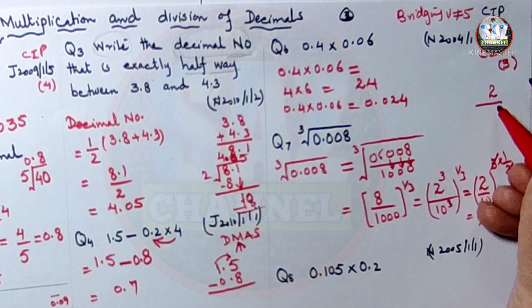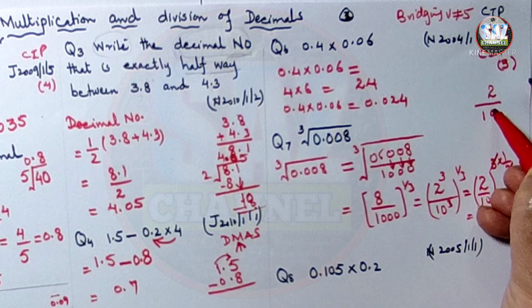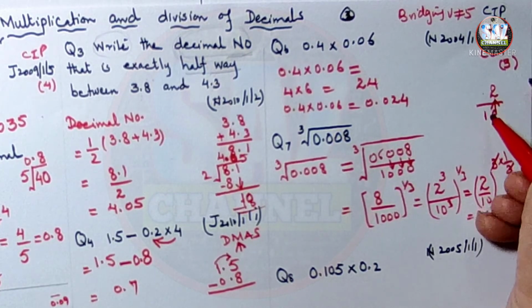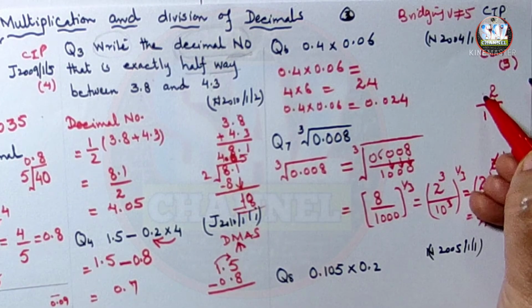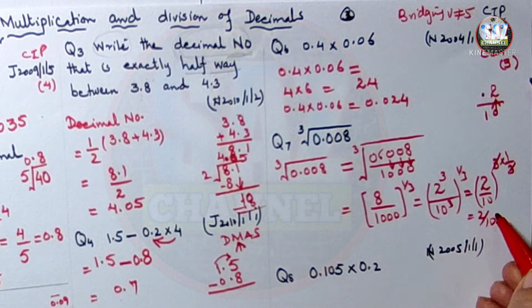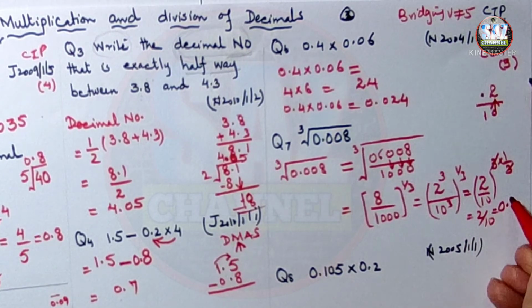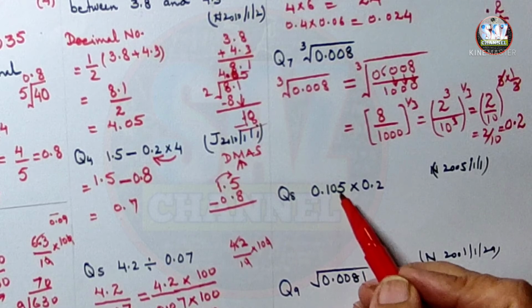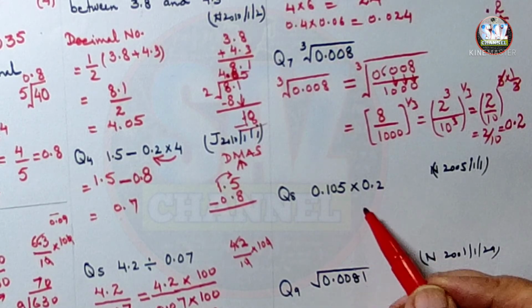2 by 10. Look, at the top of this 0 we have a number, at the top of 1 we do not have any number, so at the top of 1 I'll be placing the decimal, so it will be 0.2. Students, in this lesson I'm teaching you how to convert decimal numbers into fractions easily, and fractions into decimals as well. Moving to the next question, that is 0.105 multiplied by 0.2.